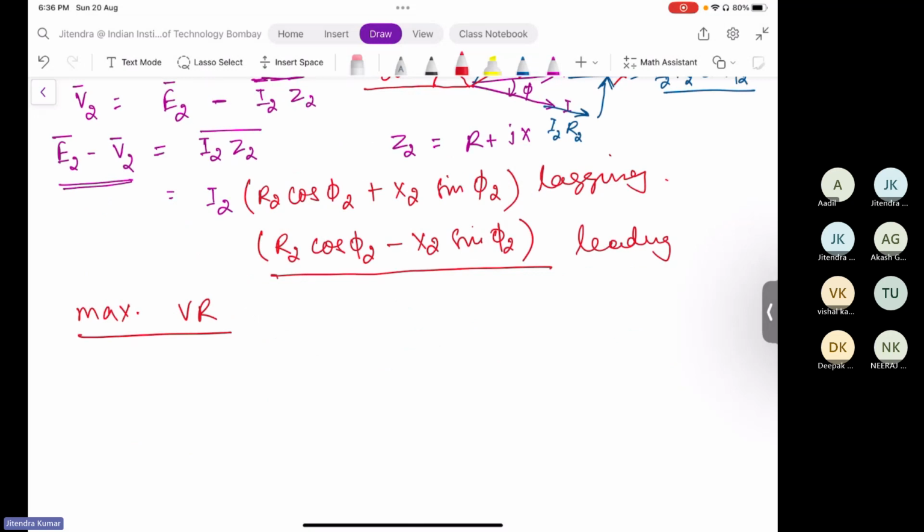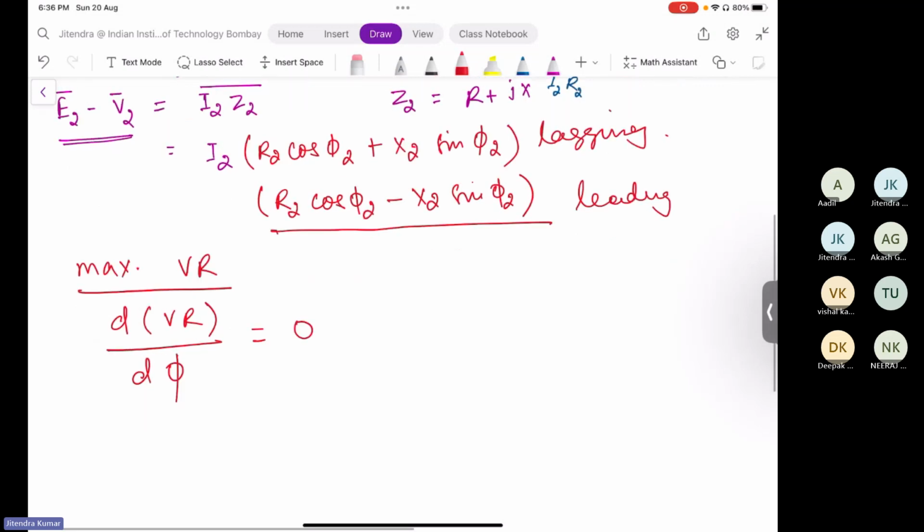So generally we differentiate voltage regulation with the power factor angle, right? So at what power factor or what value of resistance and reactance this maximum voltage regulation occurs, you just need to equate the derivative to zero, right? Maxima and minima, I hope you might have studied. When the maxima occurs at some point, it means the differentiation or slope at that point should be zero, right? So we are doing exactly the same thing.